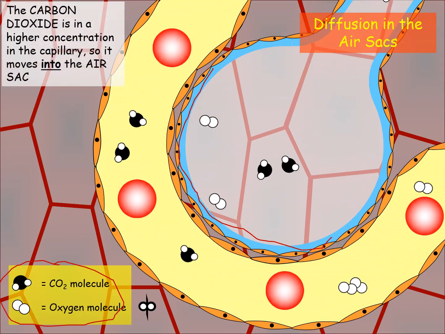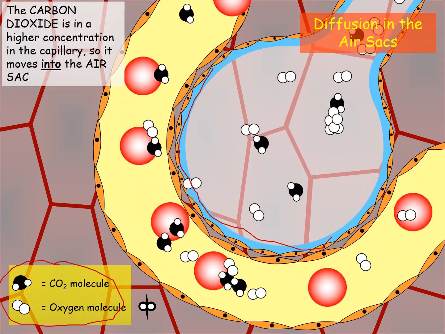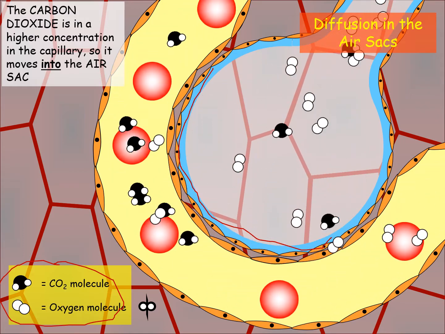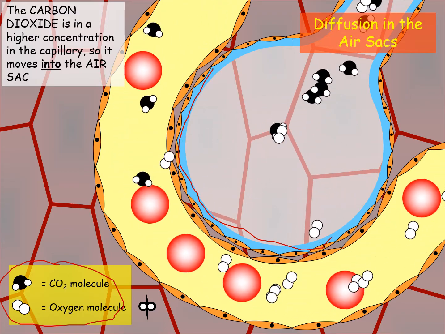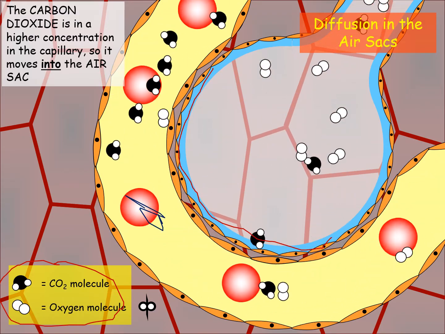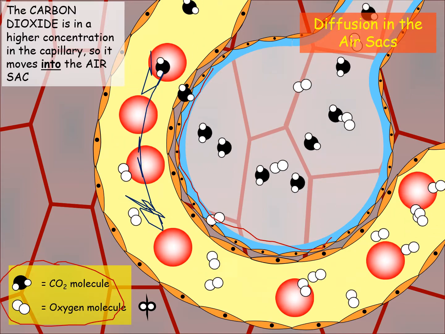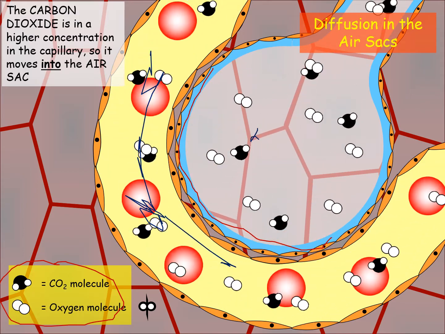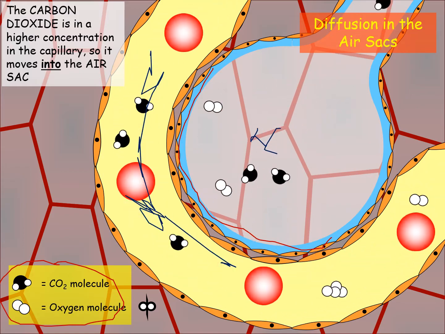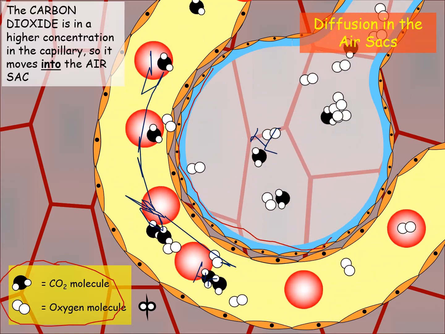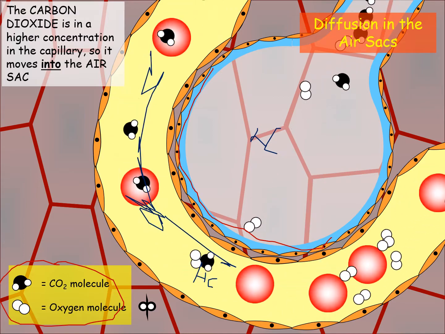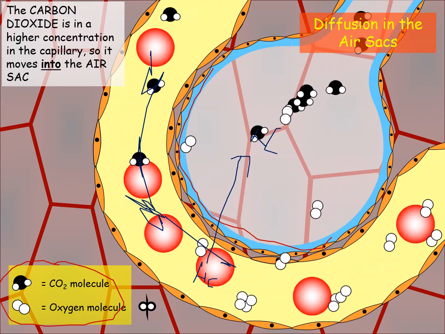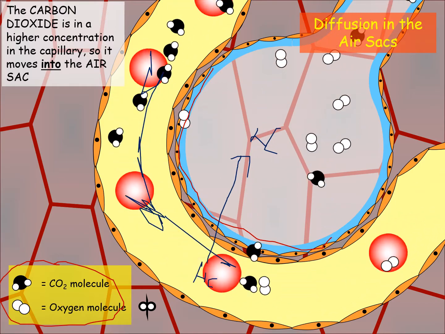So the carbon dioxide is in high concentration in the capillary, so it moves into the air sac. So you have your high concentration of carbon dioxide in your blood cells, in your capillary, and your low concentration of carbon dioxide in your air sac. So it's moving from the high concentration in the red blood cells to the low concentration, and then your carbon dioxide will be expelled from your lungs.